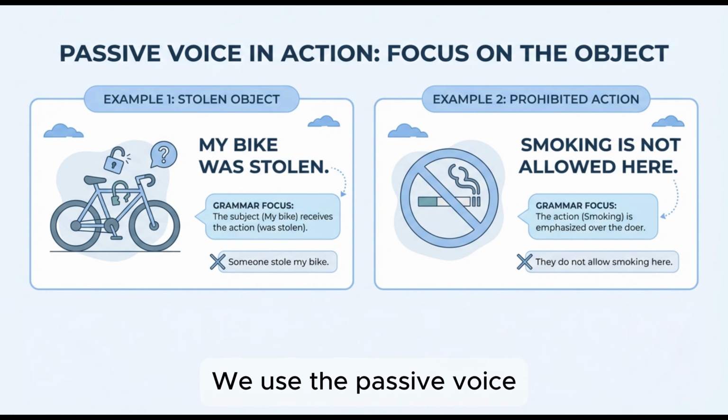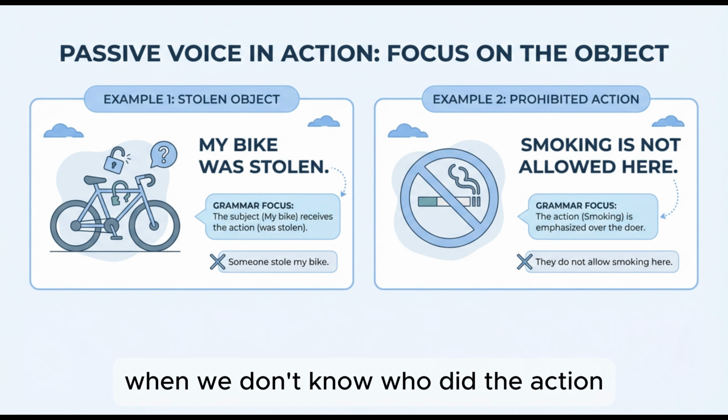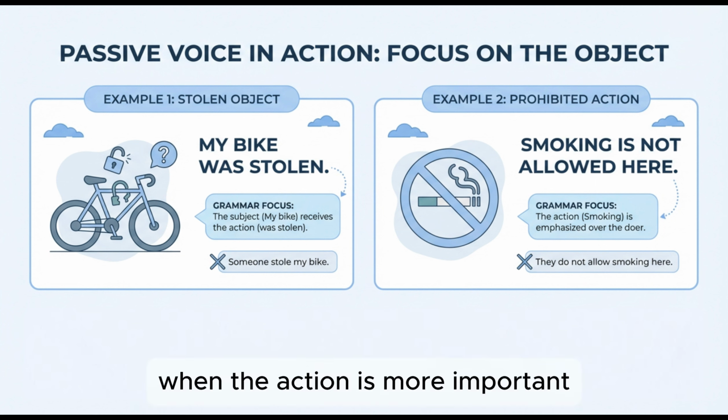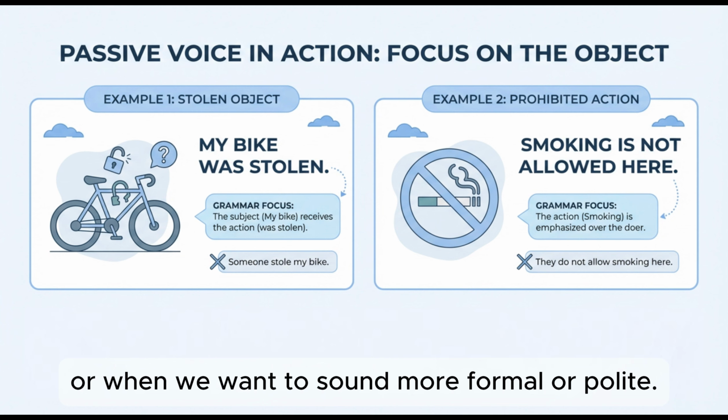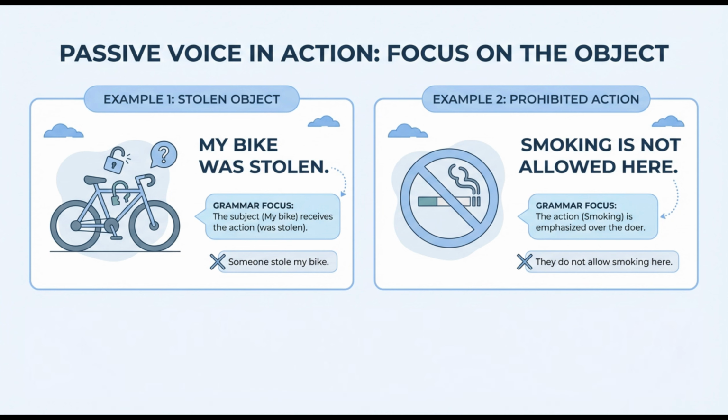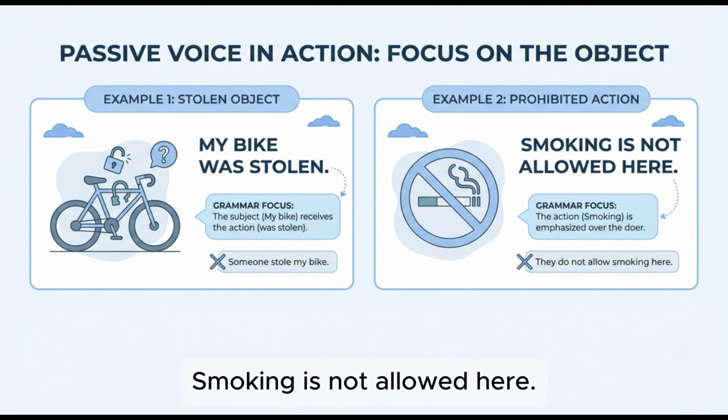We use the passive voice when we don't know who did the action, when the action is more important than the person who did it, or when we want to sound more formal or polite. For example, my bike was stolen. Smoking is not allowed here.